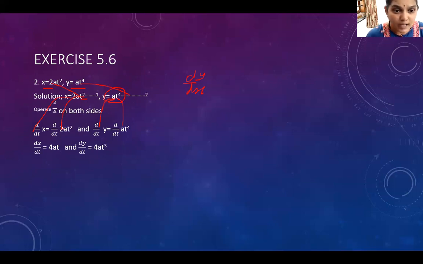Now 2 as it is, a as it is, t square derivative will be 2t. 2 2s are 4at. Similarly here I have a t raised to 4. A is a constant. Then derivative of t raised to 4, how should I write? In x raised to n form, n into x raised to n minus 1. Like that, 4 into t raised to 4 minus 1. That is our 4at cube.